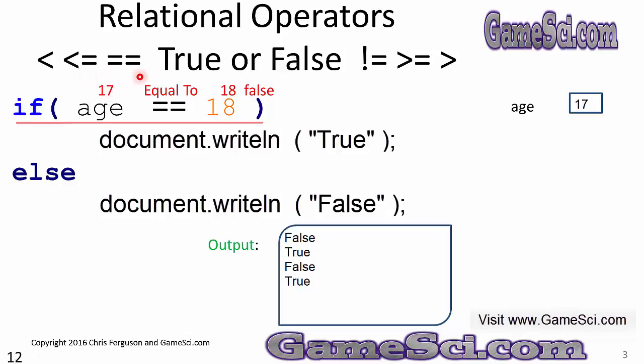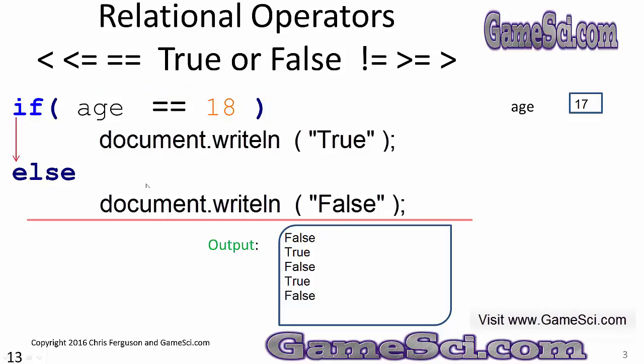So 17 equal to 18 is clearly false. As a false value in the true false Boolean operator, equal equal, it's going to select the else path. The else path says execute the print line of false, and a false shows up on the output.